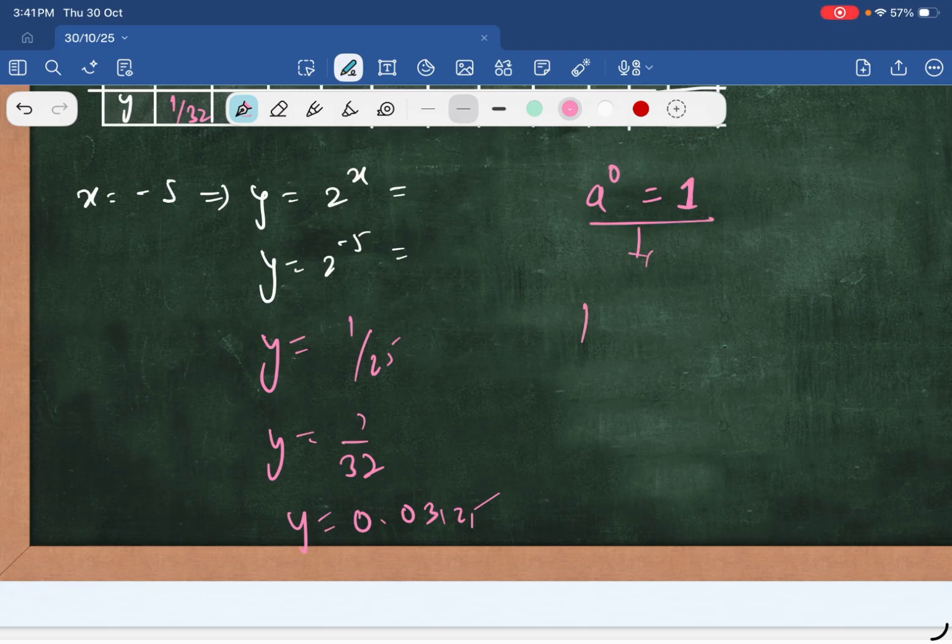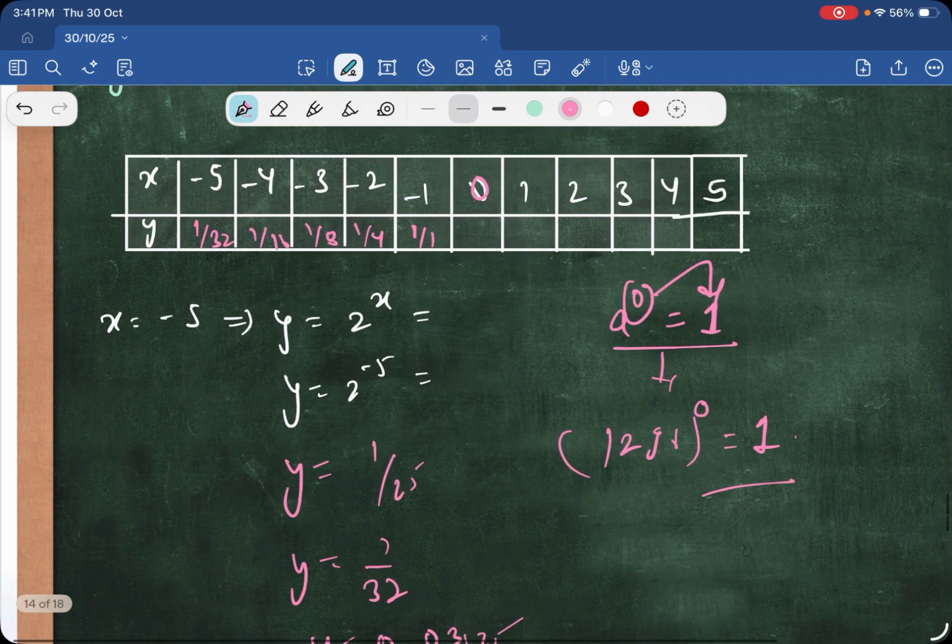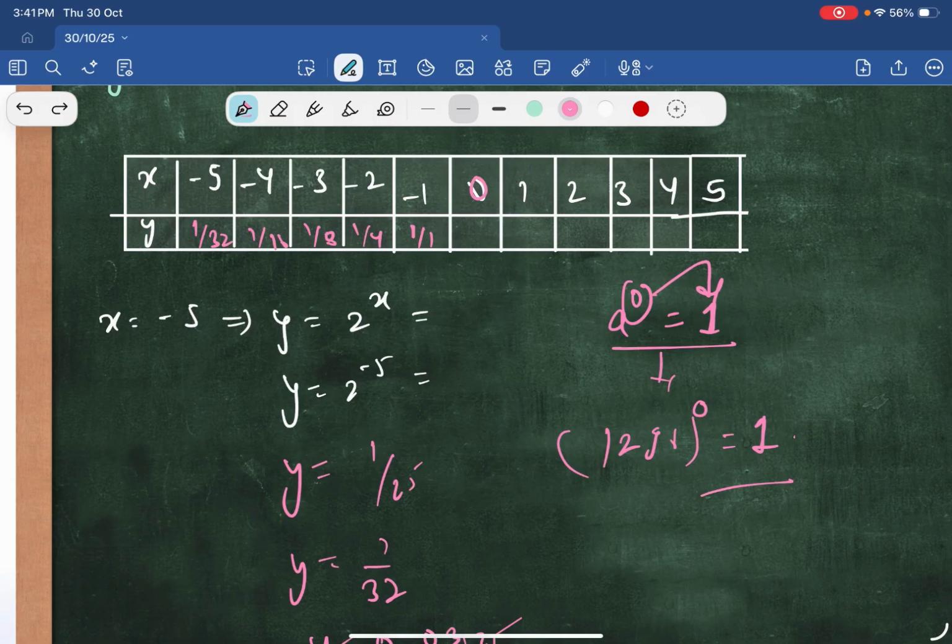If 1296 to the power 0 is given, then this value is 1. Okay, you have to remember this. Any value which has the power 0, we get the answer 1. Okay, so now for this one, we have to write 1.